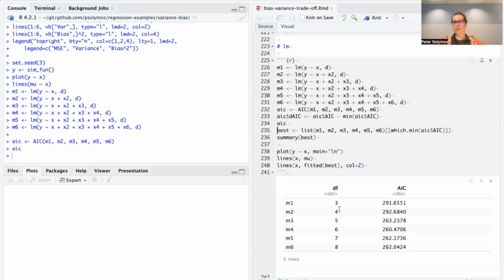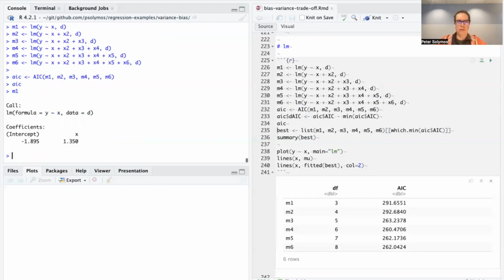And you can see it prints out the degrees of freedom, how many parameters you had in the model. So this is 3 because M1 has 2 coefficients plus that residual standard error, which is our sigma parameter. 2 plus 1 is 3. That's why df is 3 here. And as you increase model complexity, you go up to 8, because 6 of the polynomials plus the intercept plus the sigma. And this AIC is going to be minus 2 times the log likelihood plus a penalty that is 2 times the degrees of freedom.